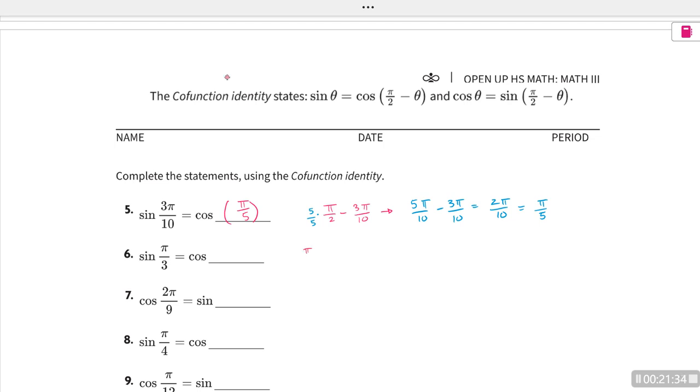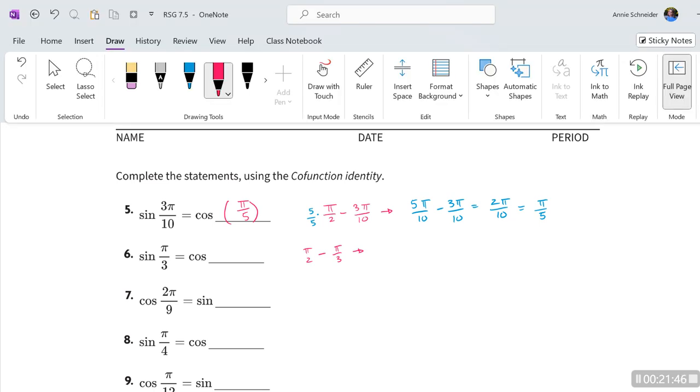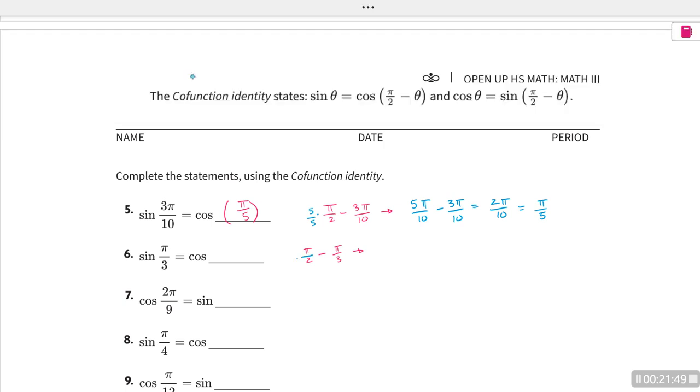So this next one, we have pi over 2 minus pi over 3. So again, we need these to be common denominators. So this one, I actually have to change both of my fractions. The least common denominator here is 6. So if I want this to be a 6, I need to multiply by 3 over 3, and I need to multiply this by 2 over 2. So that gives me 3 pi over 6, right? That's still a half, minus 2 pi over 6, which goes to pi over 6. So my final answer there is cosine of pi over 6.